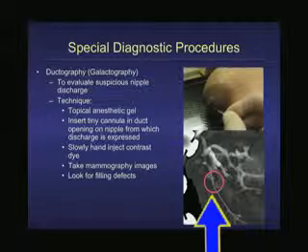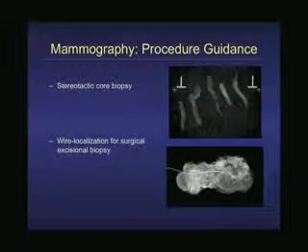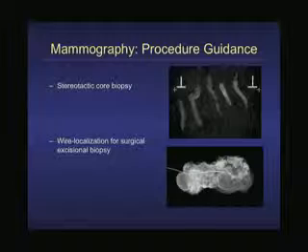And we look for an area where it's not filling, what we call a filling defect, because that's a little mass growing in that ductal system, and that's worrisome. And now we can direct the surgeon of where they need to do that biopsy. Okay? So what are the different procedures that we do with mammography? We do something called a stereotactic core biopsy, and I'm going to go over that in more detail, and we do wire localized surgical excisional biopsies.